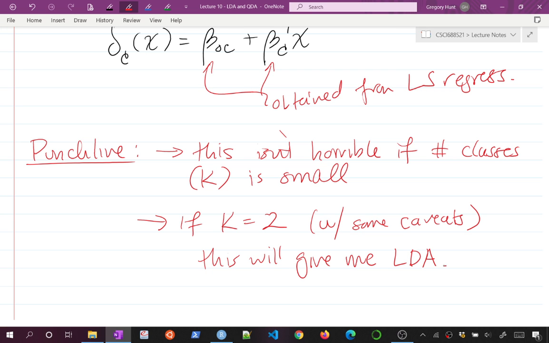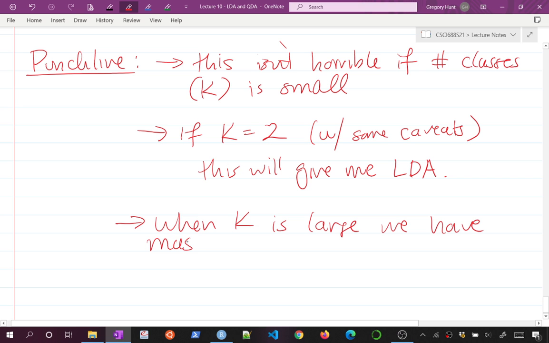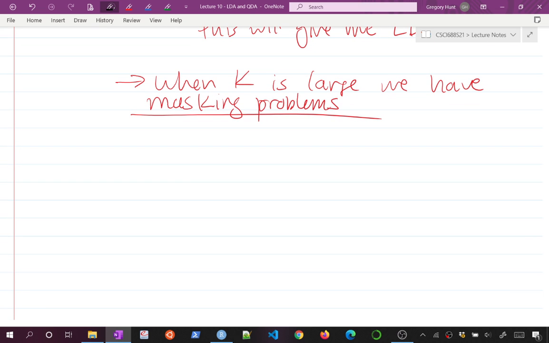The problem is, as the number of classes starts to grow, this starts to get worse and worse. And something like LDA will not suffer the problems that this will have. When k is large, we have what are called masking problems. And so let me just illustrate here, and then we'll call it a day. Here's what a masking problem is.